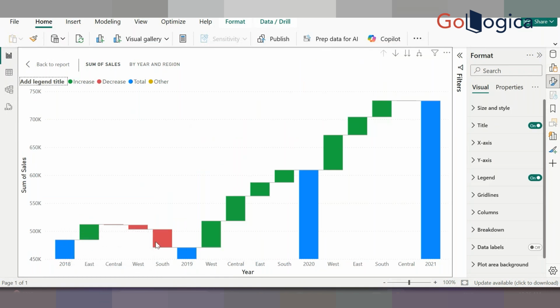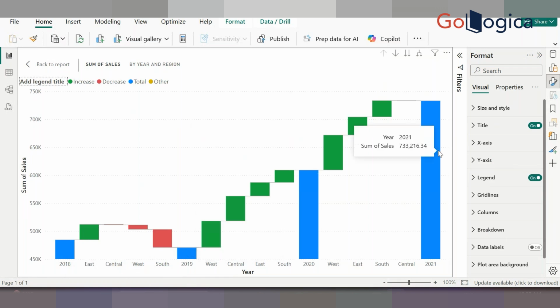What happened in 18 to 19? We see that there was no growth, but a decline. From 18, we had sales of 484K. In 19, you can see the bar length is short, which means there is a decline. How much? 470K. A 14,000 decline.